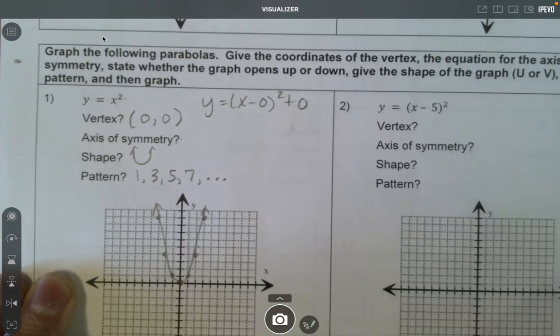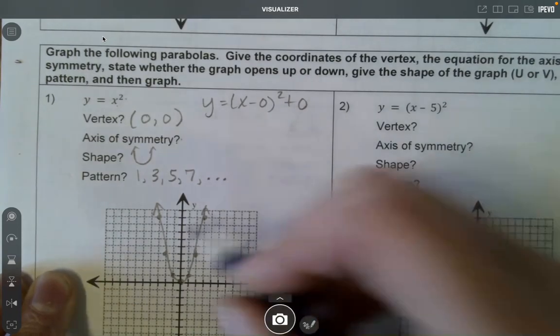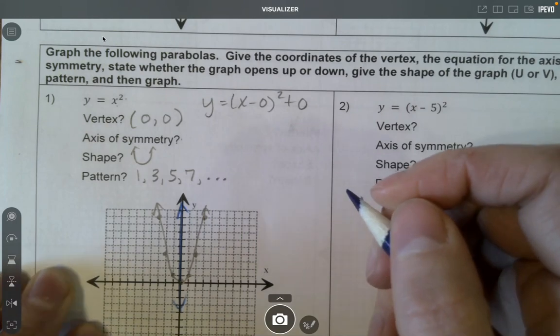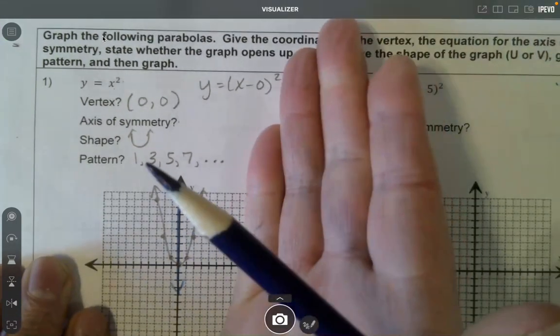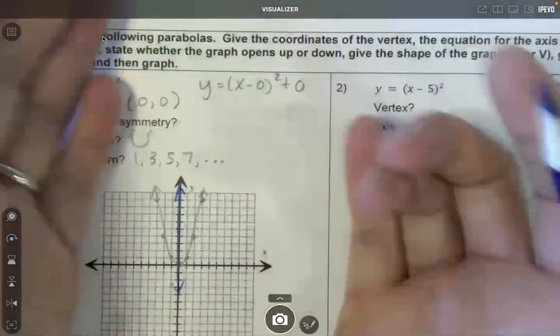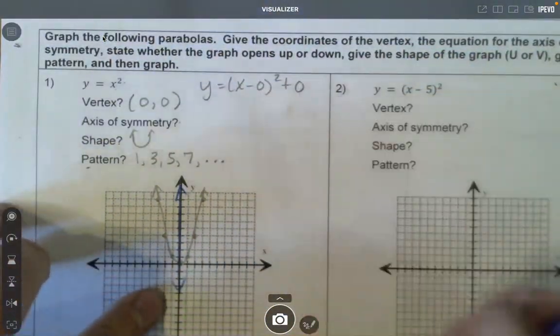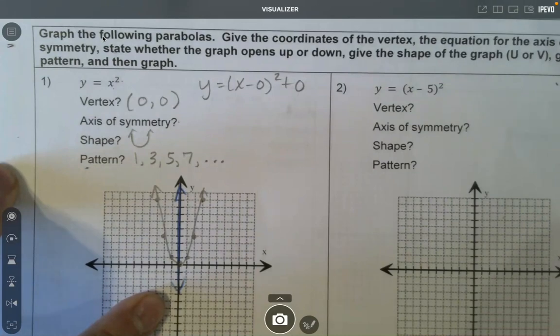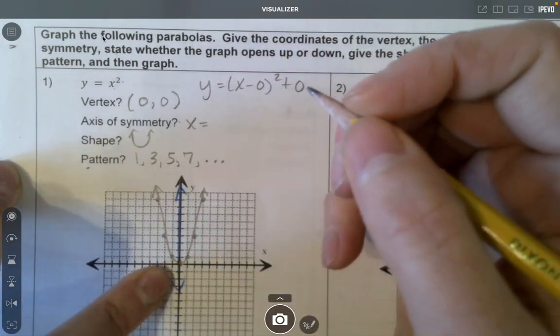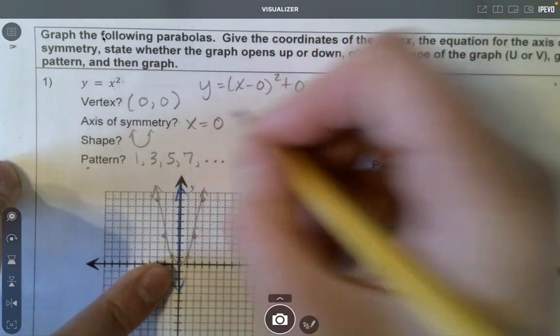Axis of symmetry goes right down the middle. That would be this line right here, and that cuts my parabola in half vertically. If I folded the left and the right side of my parabola together, they would match up on that line of symmetry. So how do I write the equation for that? Well, it's crossing my x-axis and it's a vertical line, so it's going to be x equals a number. Because it's crossing my x at 0, it's going to be x equals 0.